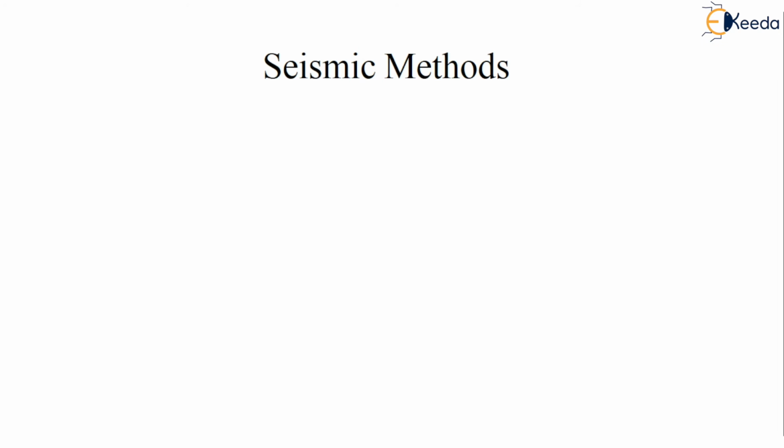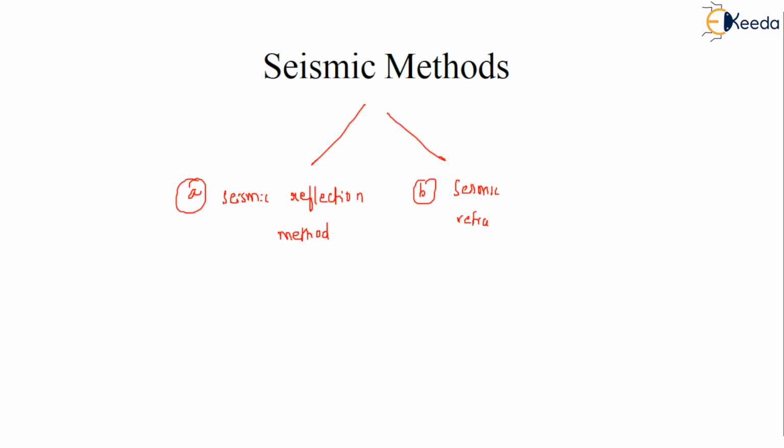Also, there is one important point you have to remember. Depending upon whether the reflected waves or refracted waves are used in the investigation, there are two types of methods, namely the seismic reflection method and the seismic refraction method. What are the two methods? Seismic reflection method, seismic refraction method. These are the two methods depending upon the type of wave.